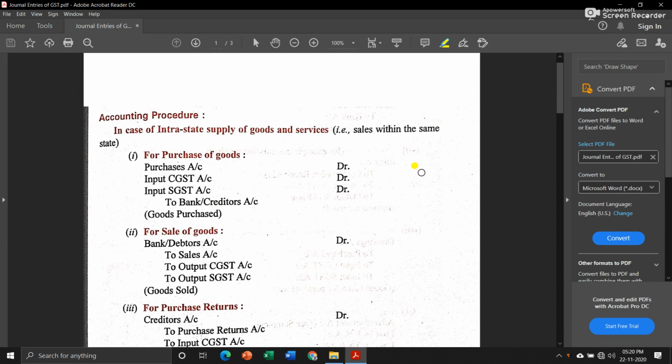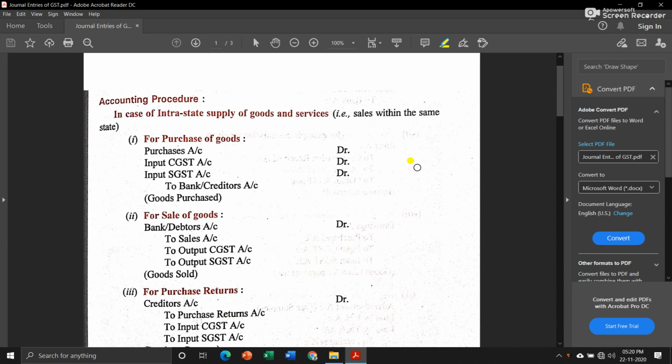Hello everyone. In this session we will be seeing what is the treatment of GST in accounting. Now, treatment of GST in accounting is nothing but to see how much GST you have collected and how much GST you have paid while purchasing goods, and if there is any remaining GST amount that is left with you, then you have to return it back to the government.